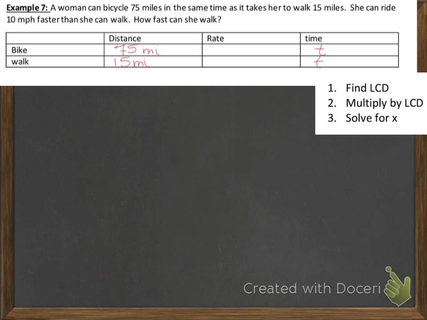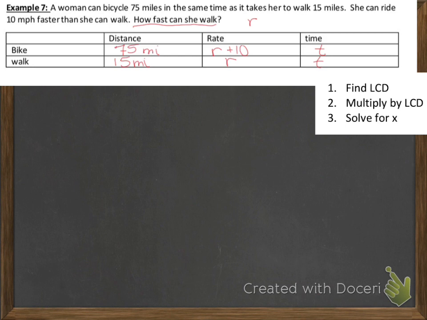Then it says that she can ride 10 miles an hour faster than she can walk. How fast can she walk? So we're going to call her walking rate r. I'm going to put an r here. Whatever her walking rate is, we know that her biking rate is 10 miles an hour faster than that, or r plus 10.